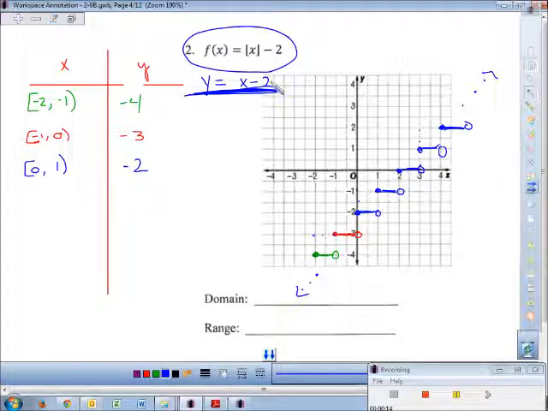This is linear, except it's in pieces. Ba-boom, ba-boom, ba-boom. These little steps. That's why it's called a step function. Does it look like a little staircase to you, if you will? So let's talk about domain and range. Domain is left versus right.